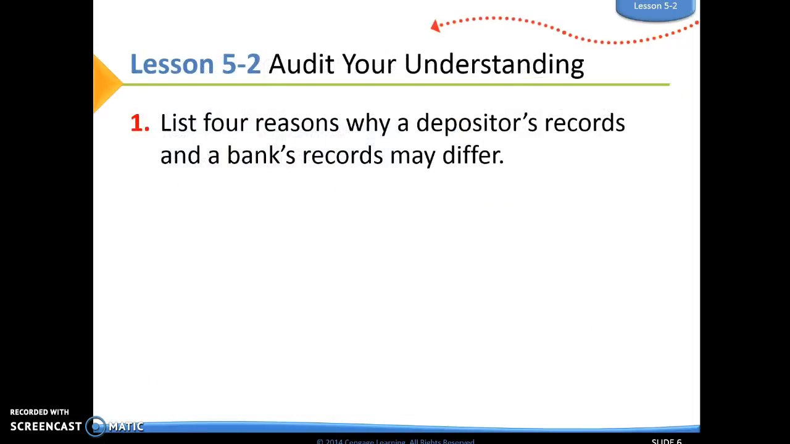Okay, let's go ahead and look through the Audit Your Understanding. I do want you guys to look at these questions. Think about the answers to these questions. Number 1, list 4 reasons why a depositor's records and a bank's records may differ.